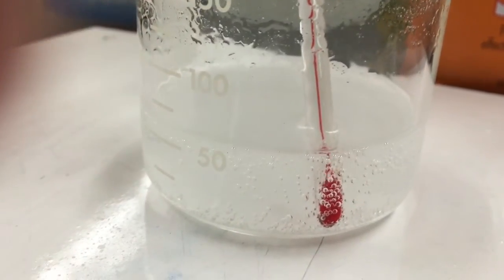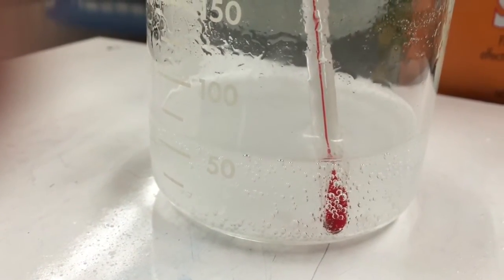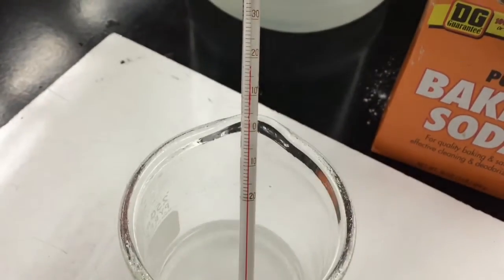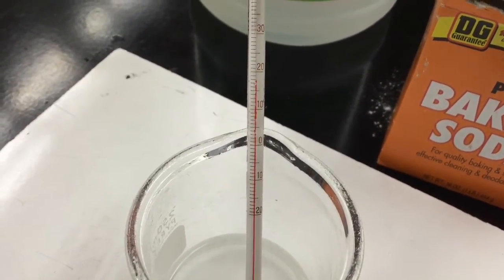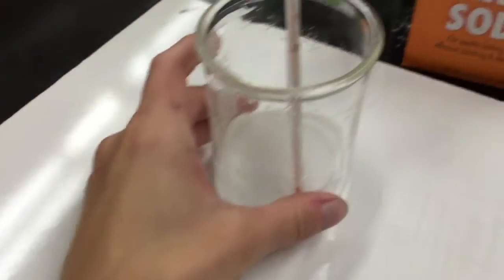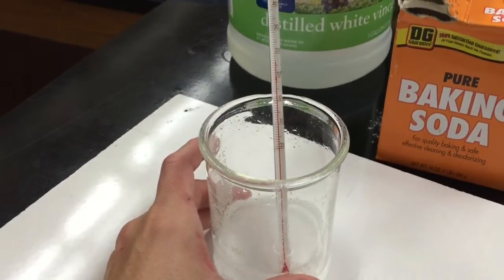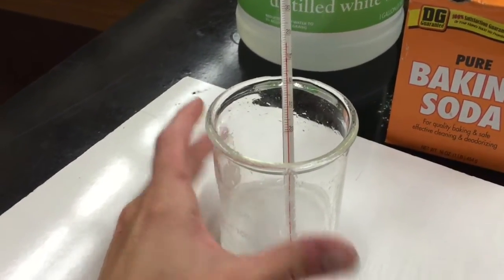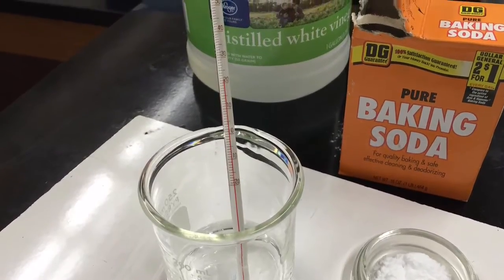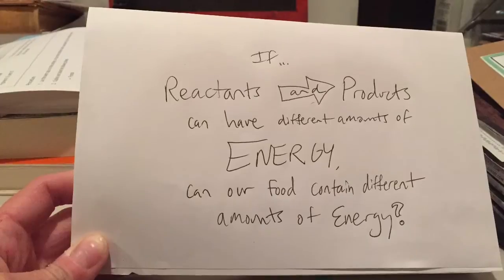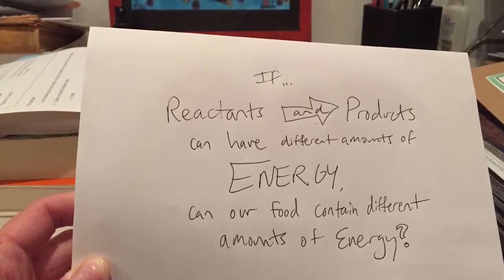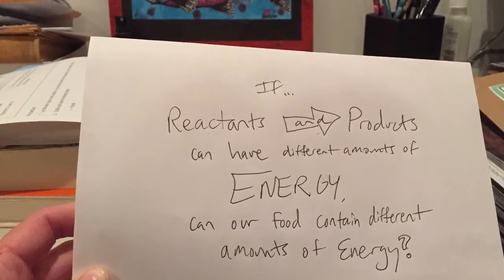Some bubbles, a good sign of a chemical reaction. And if you look at our temperature now, it's dropped down to about 18 degrees Celsius. And if you feel it to the touch, it actually feels pretty cold compared to the room temperature. So as you can see, this is an example of an endothermic reaction. So you may ask, if reactants and products and chemical reactions can have different amounts of energy, can our food have different amounts of energy?